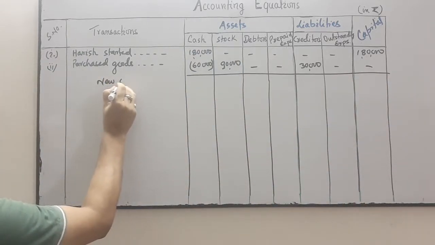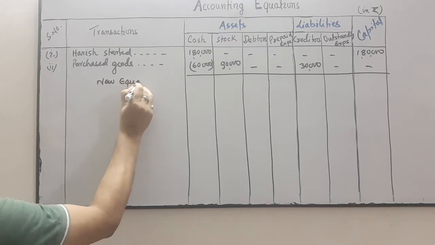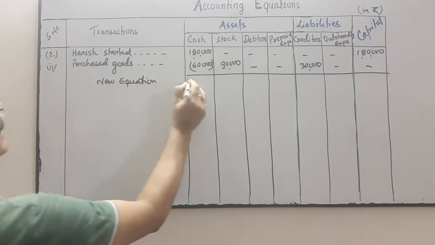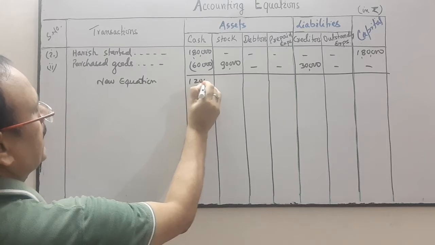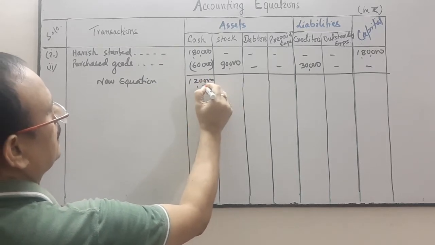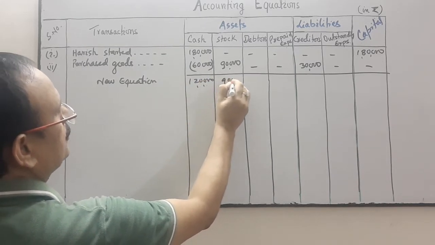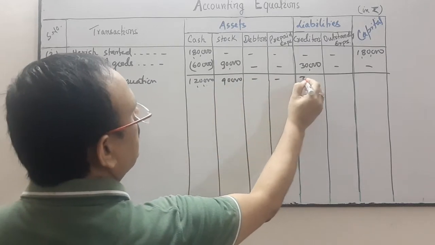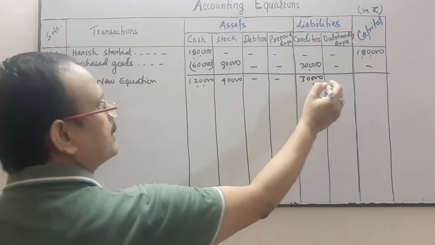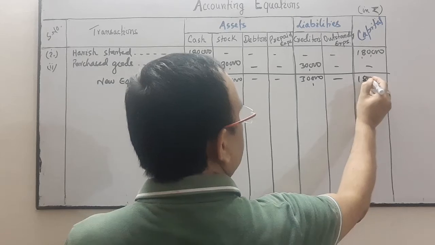So the new equation after the second transaction is 1,20,000 cash, 90 is your stock, 30 is your creditors and 1,80,000 is the capital.